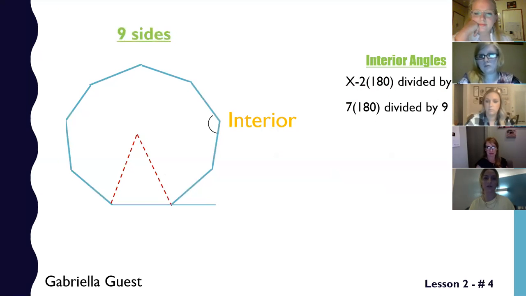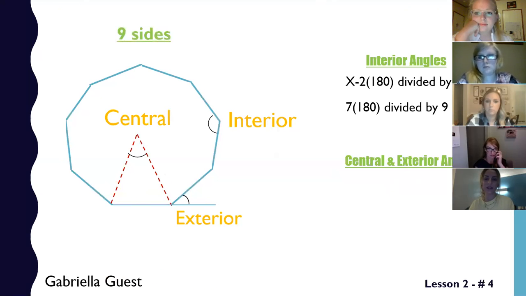Now let's go over the next set of angles. We're going to go over how to find central and exterior angles. What we're going to do is look at the central and the exterior right here. We need to take 360 divided by n, which is 9, the amount of sides. And then you get the answer, which is 40 degrees.